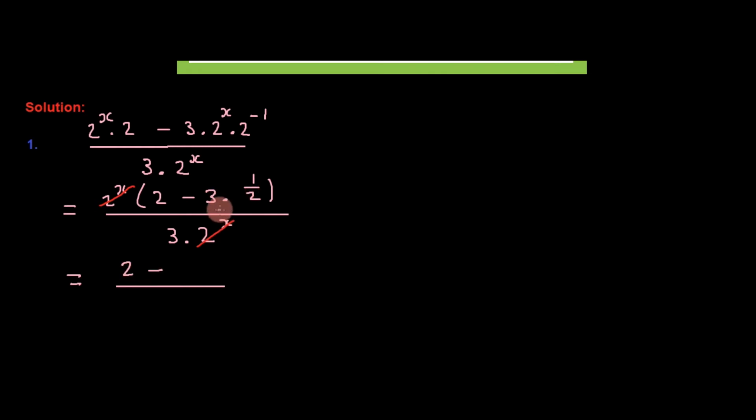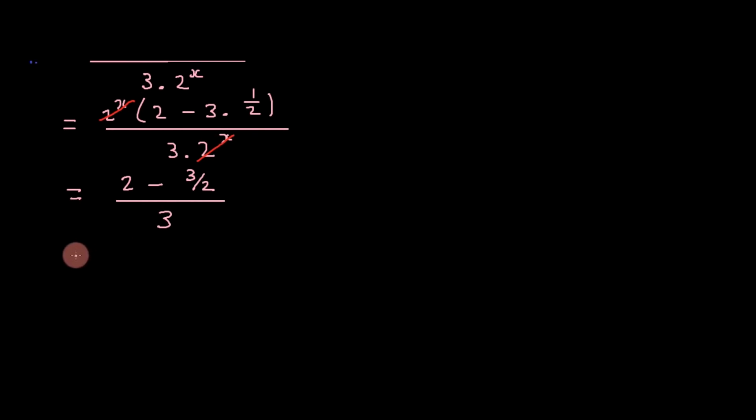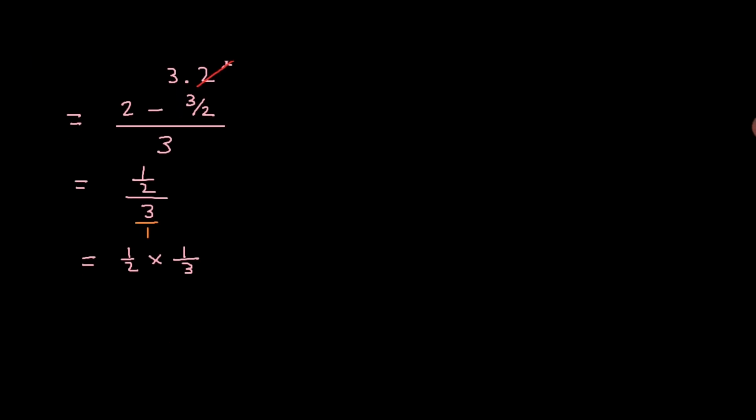So 2 minus 3 times a half is 3 over 2, or 1.5. And 2 minus 1.5, of course, is a half. So it's a half over 3. Now, 3 is actually 3 over 1. So we can simplify this by multiplying the numerator by the inverse of the denominator, by 1 over 3. And now multiplying the numerators is 1, and 2 times 3 is 6 in the denominators.